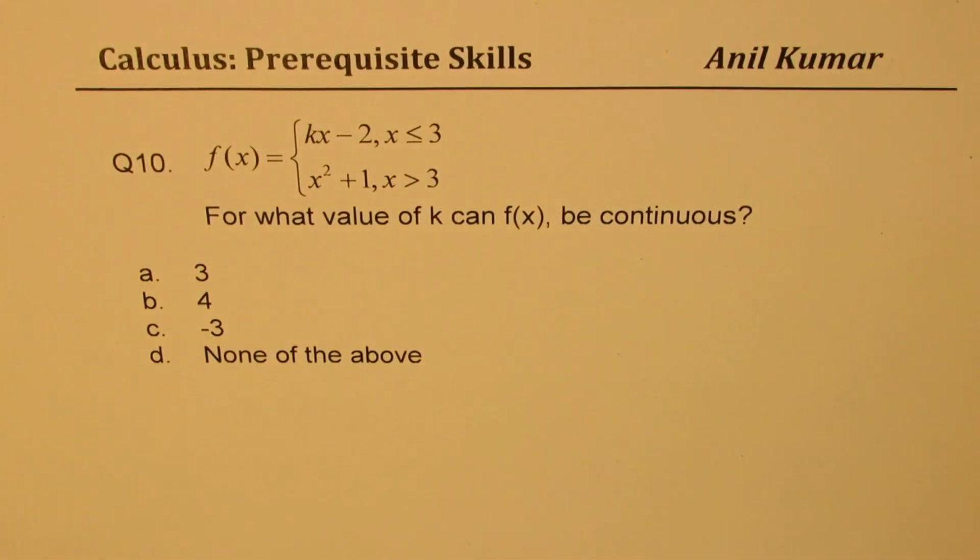The last question here: we are given a piecewise function f of x equals kx minus 2 where x is less than or equal to 3, and f of x equals x squared plus 1 when x is greater than 3. For what value of k can f of x be continuous? 4 choices are again given to you. So that is a piecewise function.